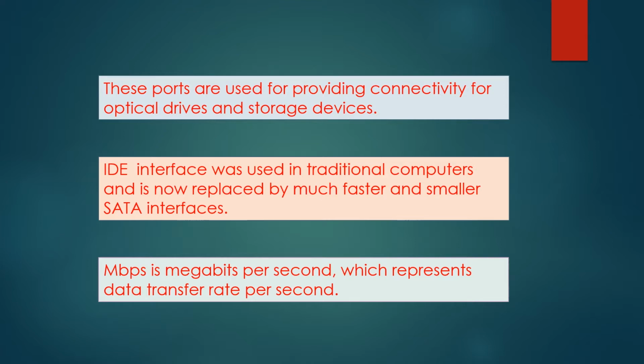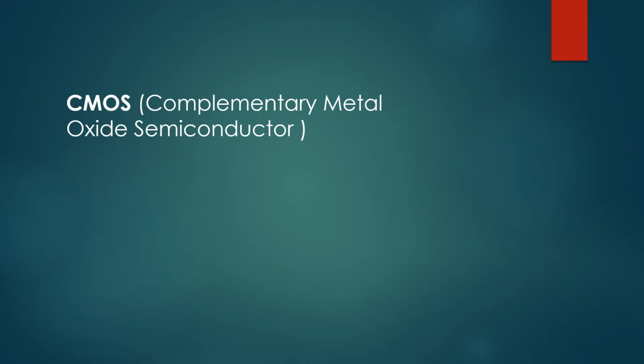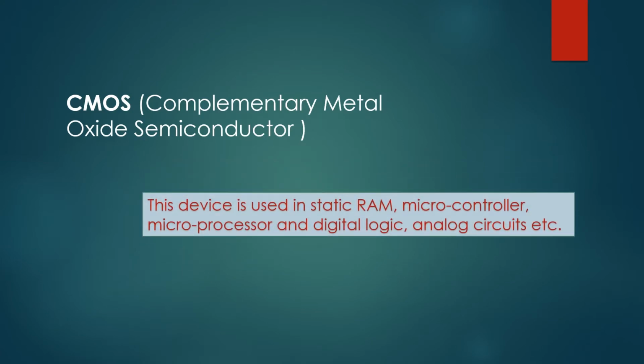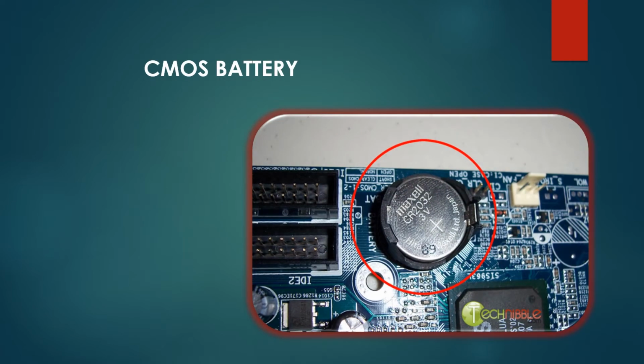The next component is CMOS. CMOS stands for Complementary Metal Oxide Semiconductor. This device is used in static RAM, microcontroller, microprocessor, and digital logic. The RAM chips that store BIOS settings are manufactured by using the CMOS. CMOS battery is an onboard battery-powered semiconductor chip inside computers that handles data storage information. CMOS battery is made up of lithium, which is known as lithium-ion battery.